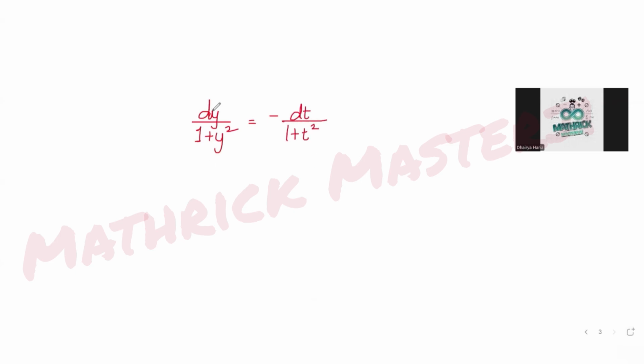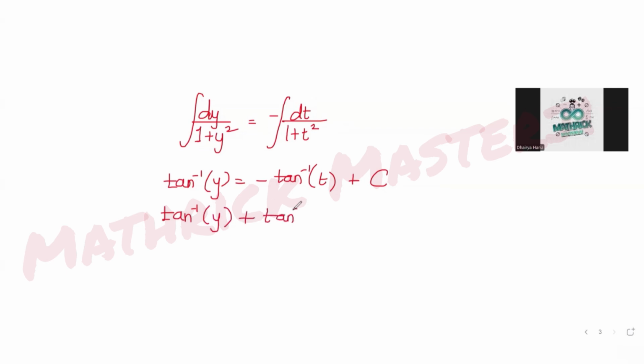Now I'll integrate both the sides because we have separated the variables. Integrating dy over 1 plus y square gives tan inverse of y, which equals minus tan inverse of t, plus a constant of integration c. So we have this entire thing. Now, tan inverse of y plus tan inverse of t is equal to c.